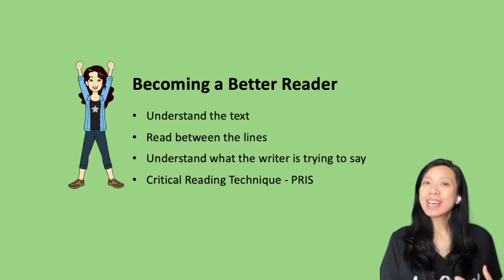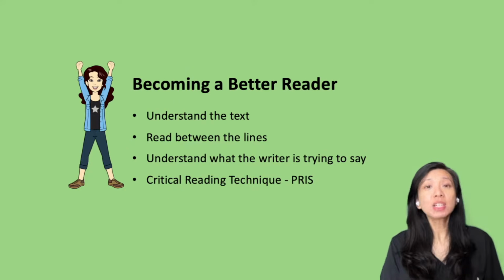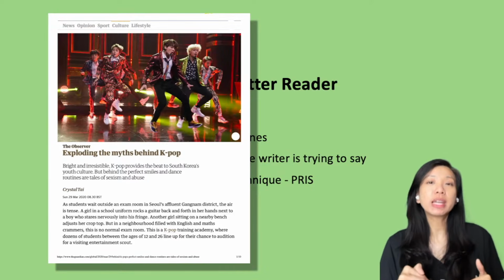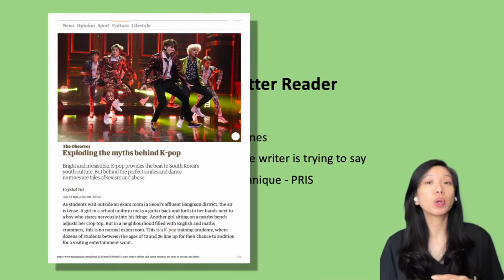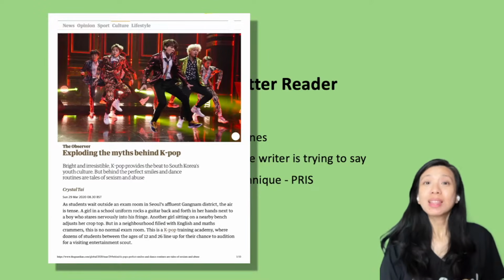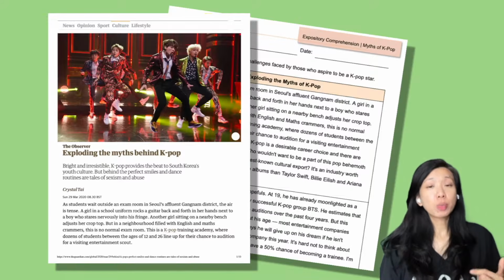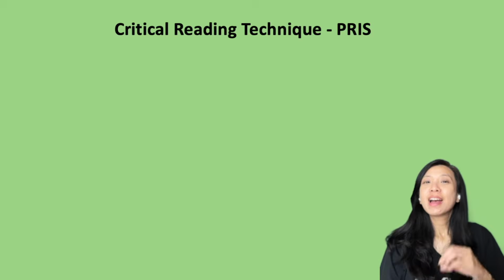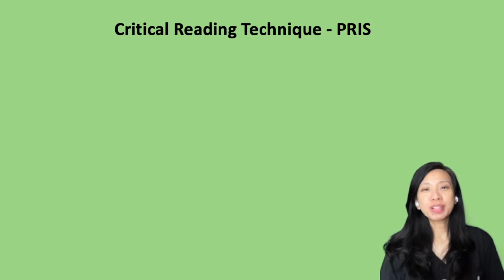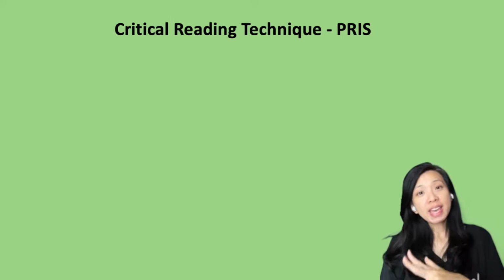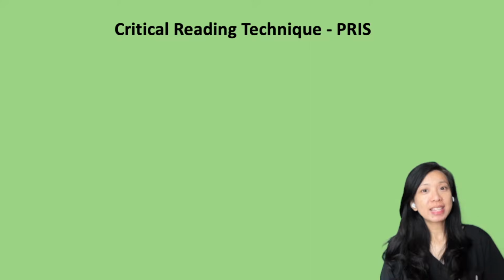So the text that we're going to be looking at today is an article from the website The Observer. As you can see on my screen here, I will leave a link in the description box for you if you would like to look at the entire article. The article is pretty long, so what I've done is to pick out a part of the article that I'm going to be looking at, and you can download the worksheet from the link below as well. Okay, so let's get on with our critical reading technique today. I use the acronym PRIS, so P-R-I-S, and let's go through what P-R-I-S stands for.